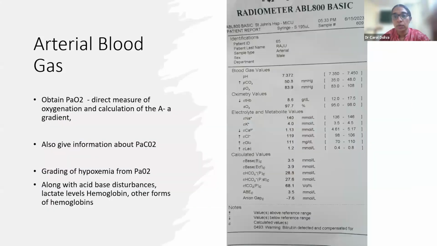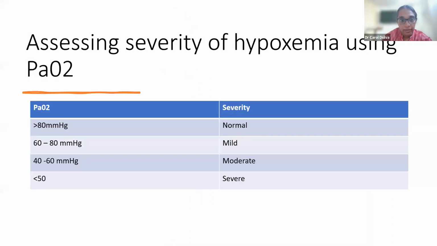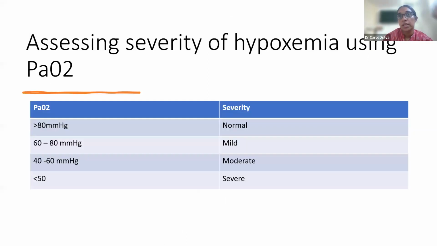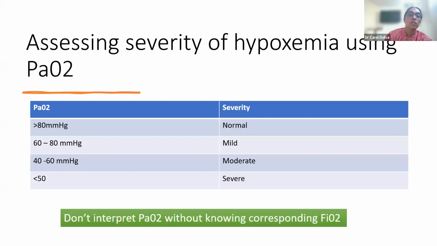Why is this important? If this patient is on room air, and this ABG shows a PaO2 of 83, all is well, you're happy, because this is normal. But if the same patient was showing a PaO2 of 83 with an FiO2 of 100, now you are worried, because it gives you an indication that probably my patient is severely hypoxemic or in refractory hypoxemia. So you should always know the corresponding FiO2.